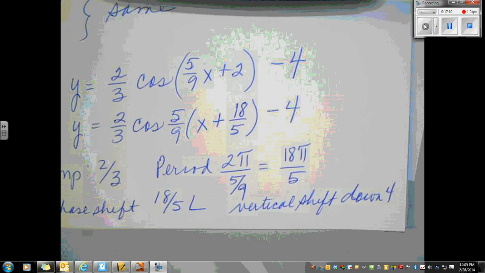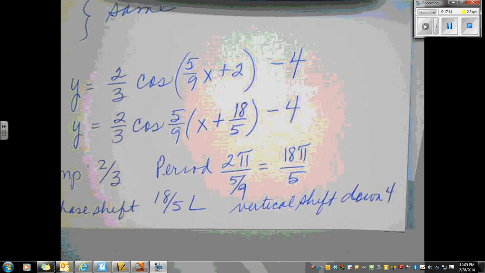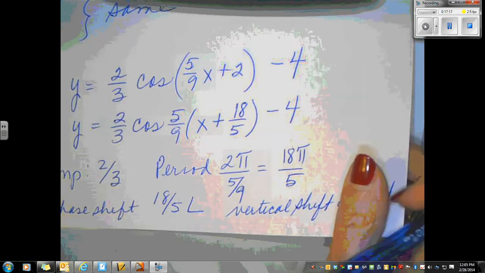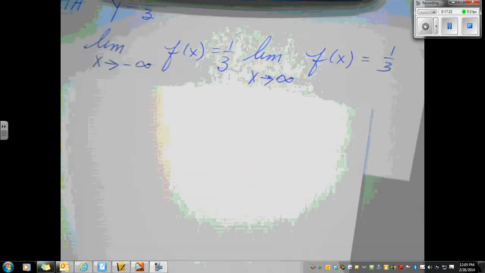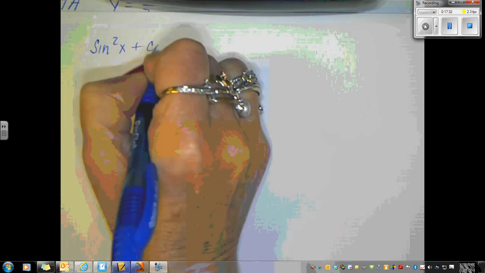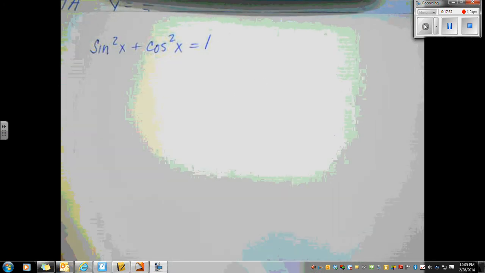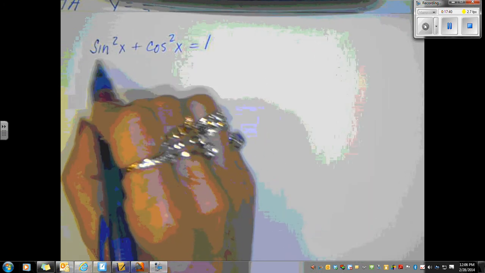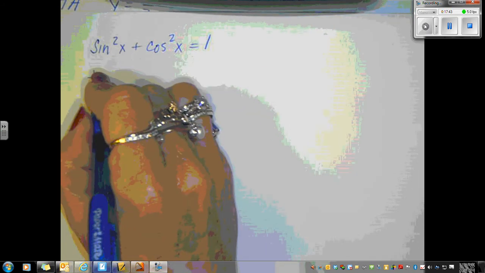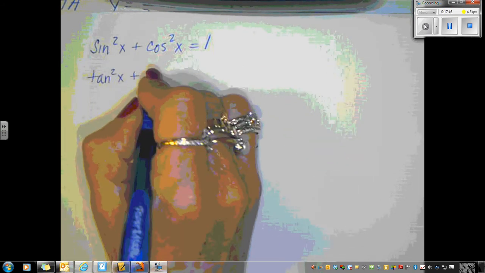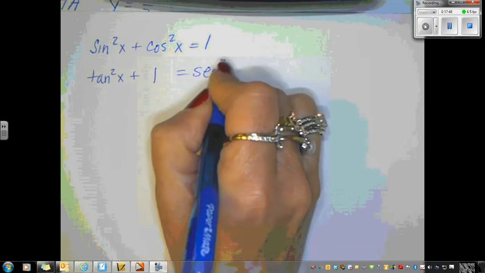All right, what else did I talk to them about? This is where we started getting crazy. The next thing we need to talk about is identity. Sine squared x plus cosine squared x equals 1. Now, if I divide everybody by cosine, what do I get? Plus 1 equals secant squared x.